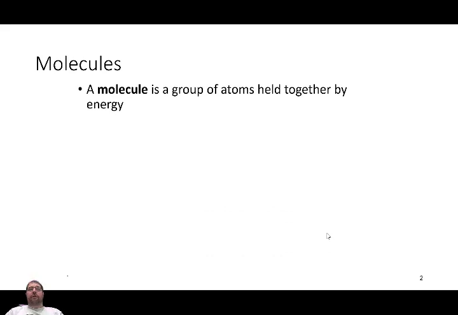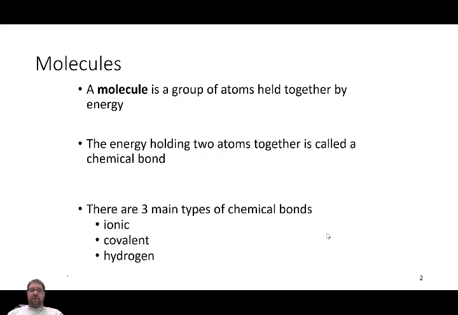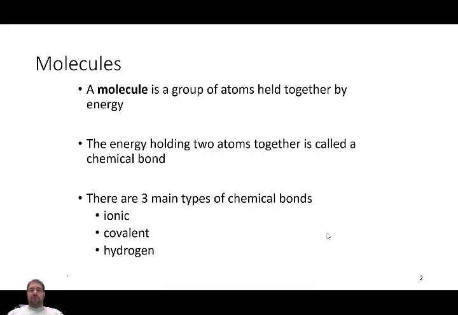Molecules, like I said before, are just groups of atoms that are held together by energy. That holding together is what we call bonds. Holding two atoms together via energy is called a chemical bond. Now, there are a few different types of chemical bonds that we're going to discuss in this course: ionic, covalent, and hydrogen bonds. We're going to cover each one of these in a little more detail.